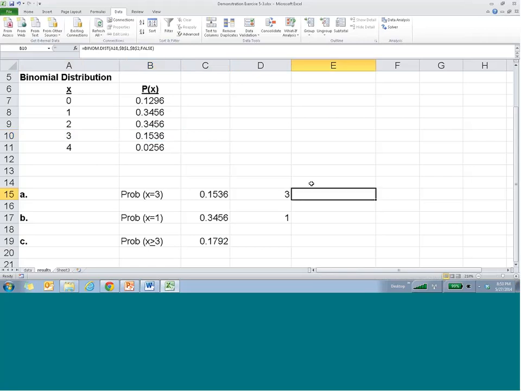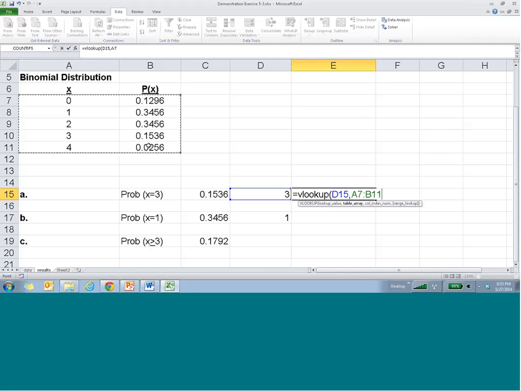So Excel has a cool function called vertical lookup. I'm going to say equals vertical lookup, and obviously it pops up the tooltip like it always does. The lookup value is 3. I want to find this value, and where am I going to find it? I want to find it in this table. I'm going to press F4 to freeze that table. Now the next parameter is what column do I want to look in? I want to look in the second column.